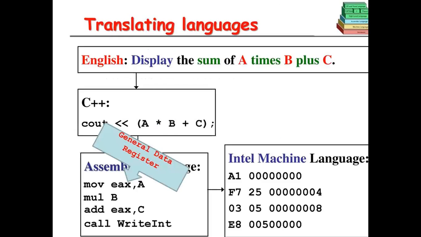So here's an example for you. We are translating the language. We have been given the task of displaying the sum of A times B plus C. This means that we are multiplying A with B, then adding C and then displaying the result. So we have written the code in C++, and C++ is a high-level language. And this is the single instruction which you have to write if you are using a high-level language. You will use the function cout and A multiplied by B plus C.